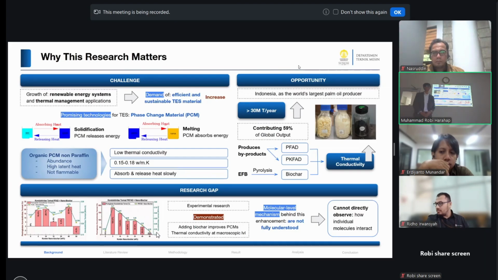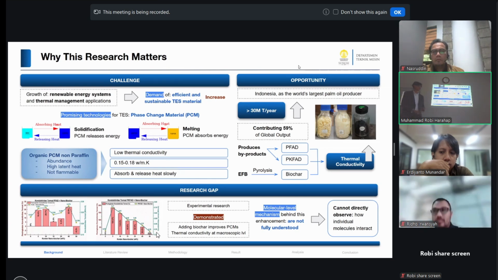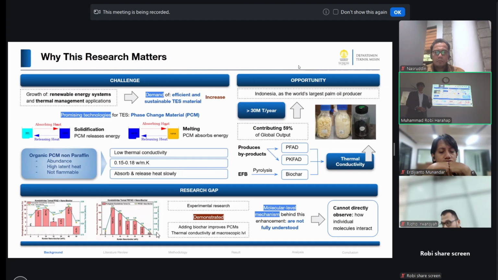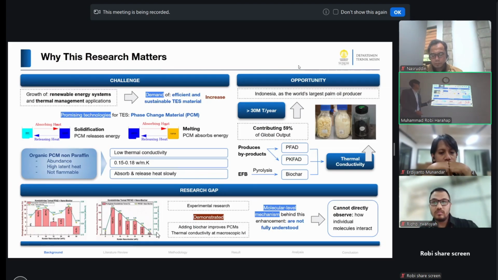Phase change materials are classified by their composition and also by their range of phase change. What we're going to be talking about more seriously is organic non-paraffin PCM, because there's an abundant amount in this world, and it has high latent heat and it's not flammable. It can also absorb a lot of heat in a narrow temperature range. For the downsides, it is low in thermal conductivity, about 0.15 to 0.18 watts per meter Kelvin, and it also absorbs and releases heat slowly.